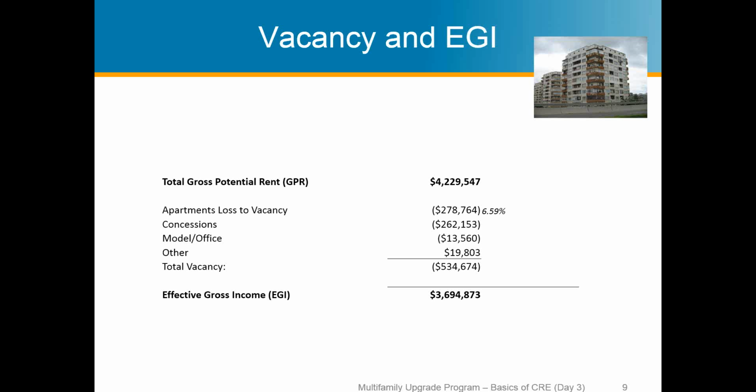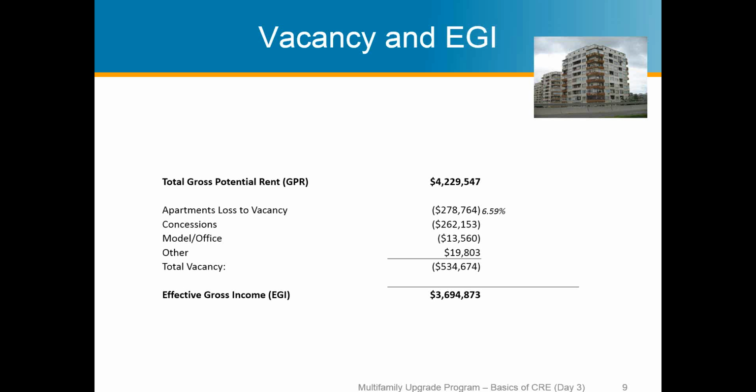In some apartment complexes, there is a model unit, so they'll show you a stage 1 bedroom, 1 bath, a stage 2 bedroom, 1 bath, and maybe they take a unit out for the leasing office. So these are units that are given up and you can't get rent, so there's a loss associated with that. So in this particular example, from all the vacancies, you're looking at about $530,000 of vacancy costs being attributed to these factors.